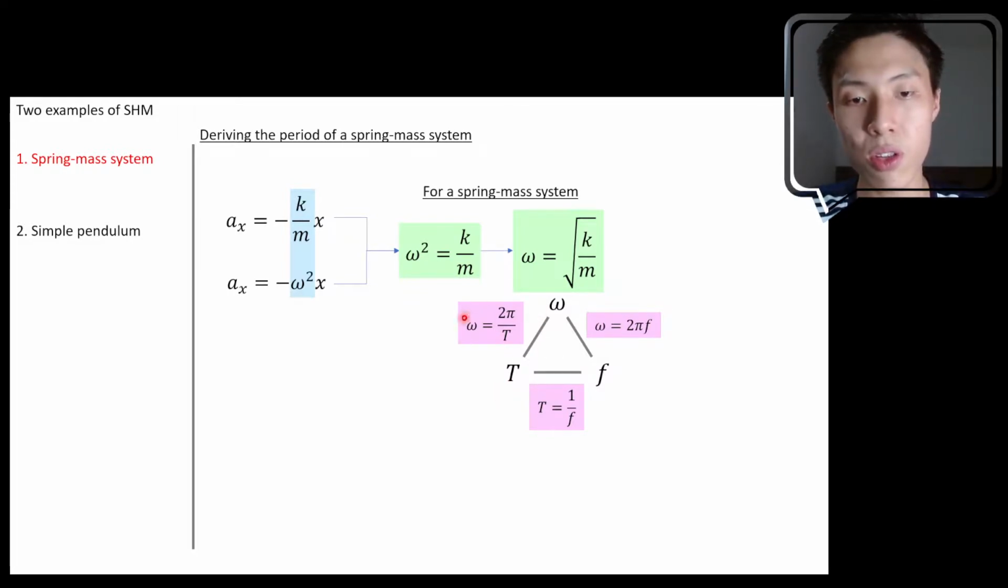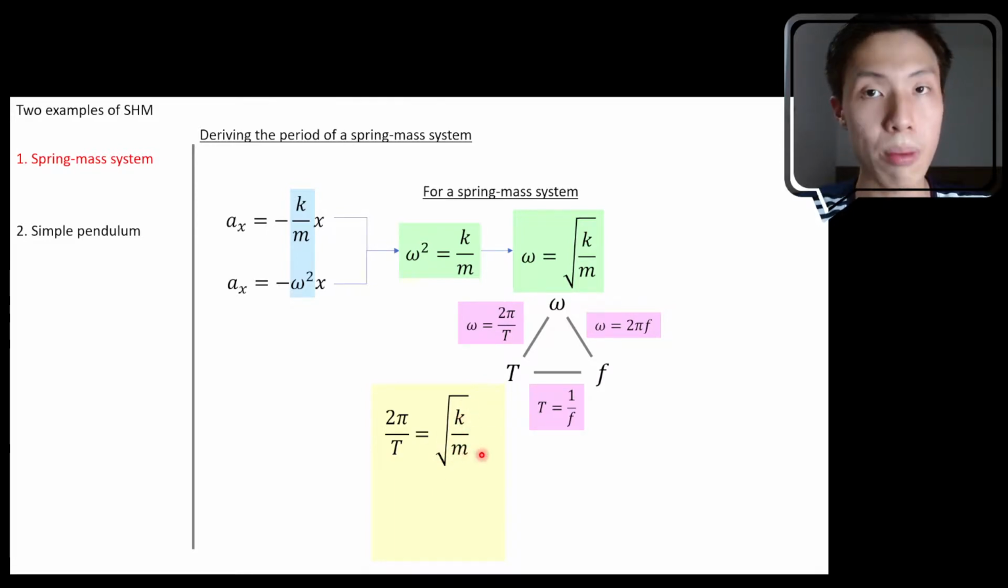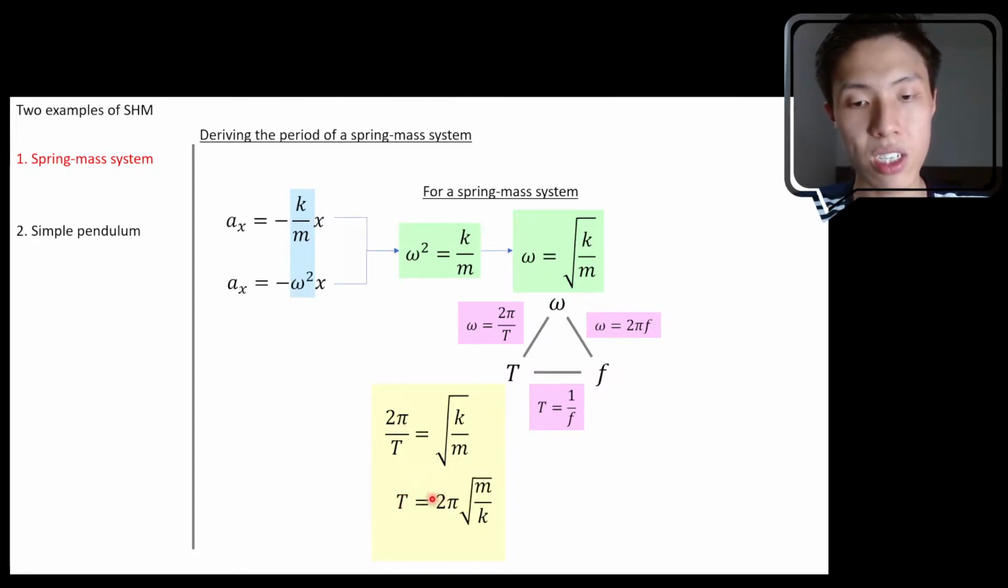So for period, we know that omega is equal to 2 pi divided by period. So we can substitute 2 pi divided by period on this side over here. So we know that 2 pi divided by period will be equal to the square root of the spring constant, or the force constant, divided by the mass of the object undergoing oscillation. Just by rearranging the equation, we know that the period is just 2 pi times the square root of mass divided by the force constant. So this is the equation for period for a spring mass system.